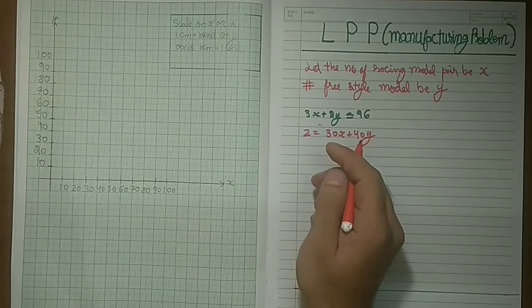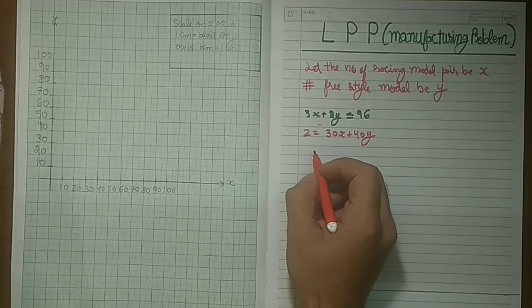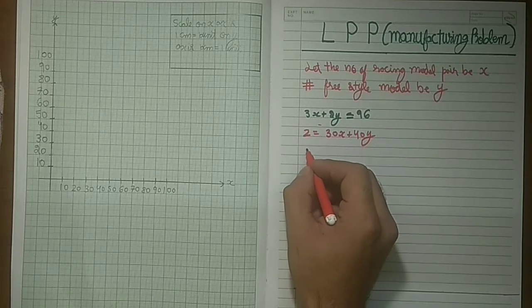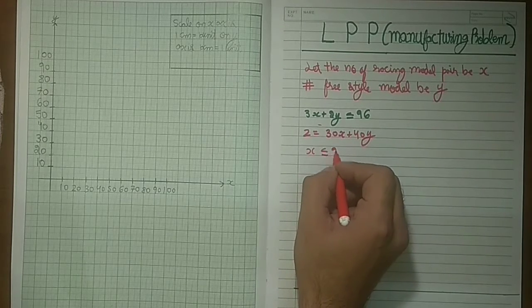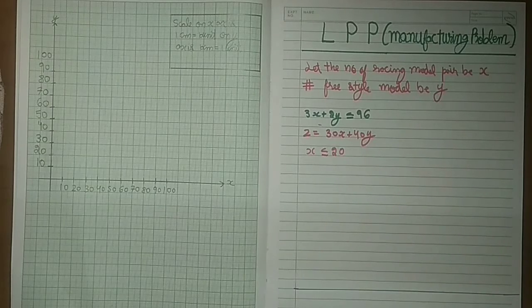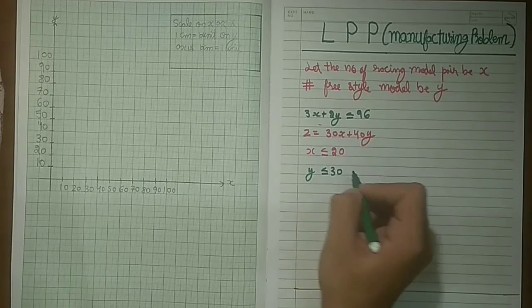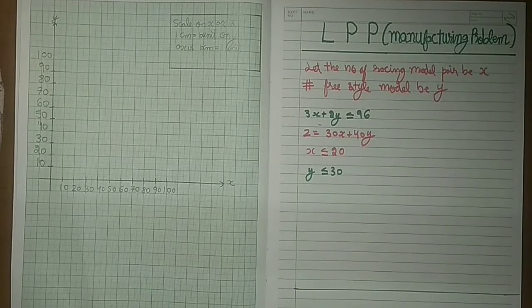Now we will formulate another equation because it is given that the manufacturing company can produce at most 20 pairs of racing skis. Hence, x is less than or equal to 20. Similarly, y is less than or equal to 30 because it is 30 pairs of freestyle skis.